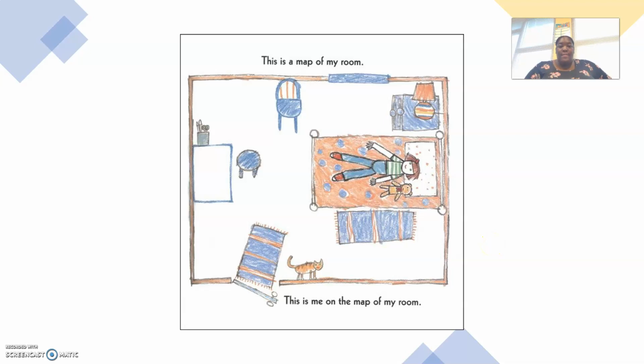When you are finished, there is a map activity on Nearpod. You're going to go to Nearpod and the assignment will pop up. On there, you're going to label a map.